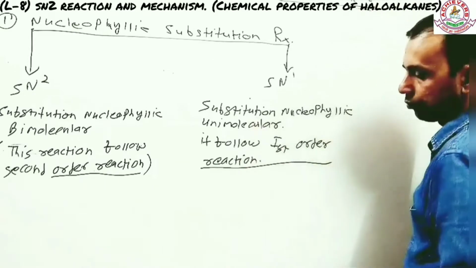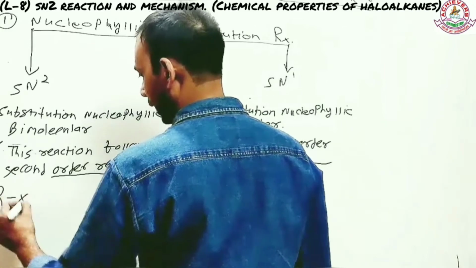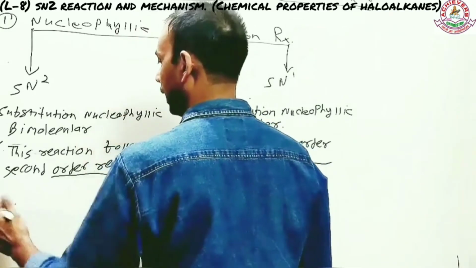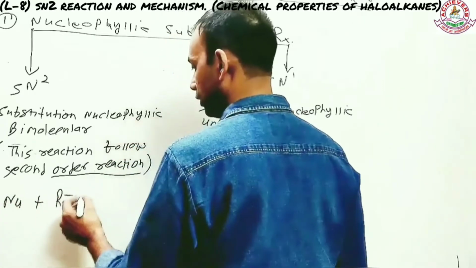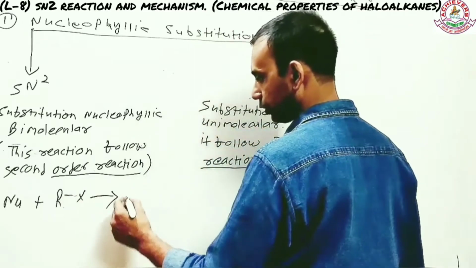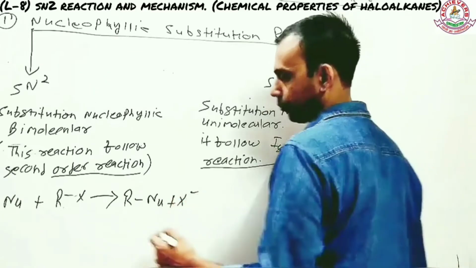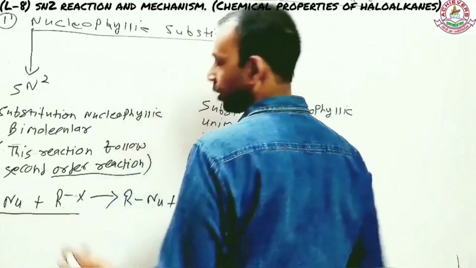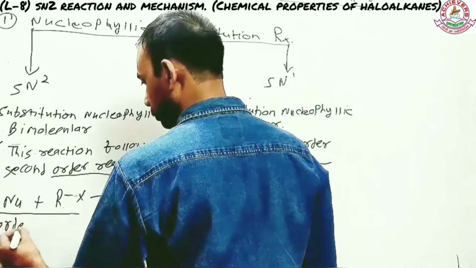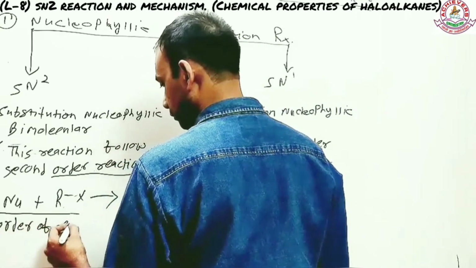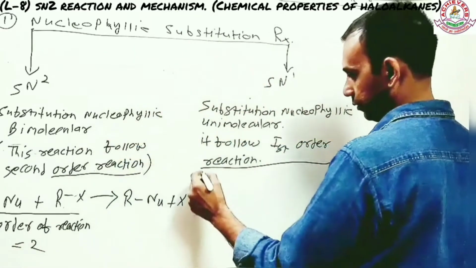Let me repeat back the whole thing. See what happened in this case, that the reaction between haloalkane and a nucleophile results in formation of R-Nu plus halogen. So this reaction is dependent on both of the reactant molecules. So that's why the order of reaction is 2. Order of reaction equal to 2.